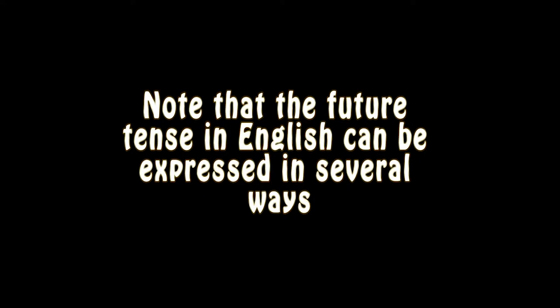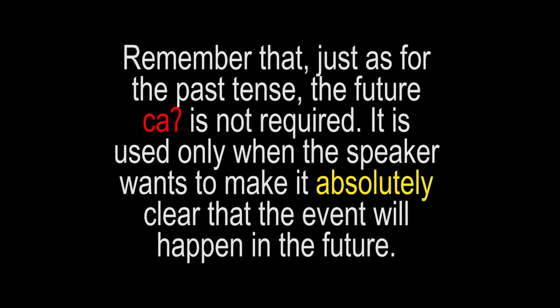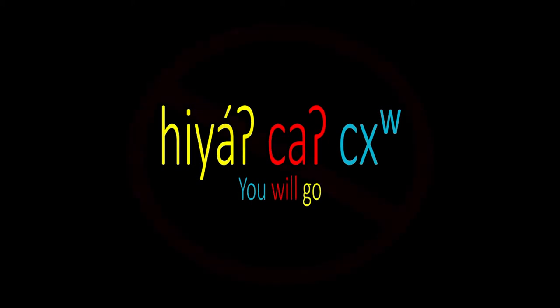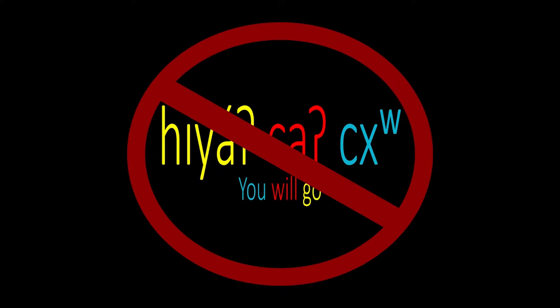Note that the future tense in English can be expressed in several ways. I'll go, I am going to go, or I'm going to go. There is only one future tense in Klallam. Remember that just as for the past tense, the future sa is not required. It is used only when the speaker wants to make it absolutely clear that the event will happen in the future. It's important to mention that for some speakers, it is not possible to use sa with you. That is, for some speakers, hiya sa is not good Klallam usage. The reason given is that I can't tell you what you're going to do in the future.